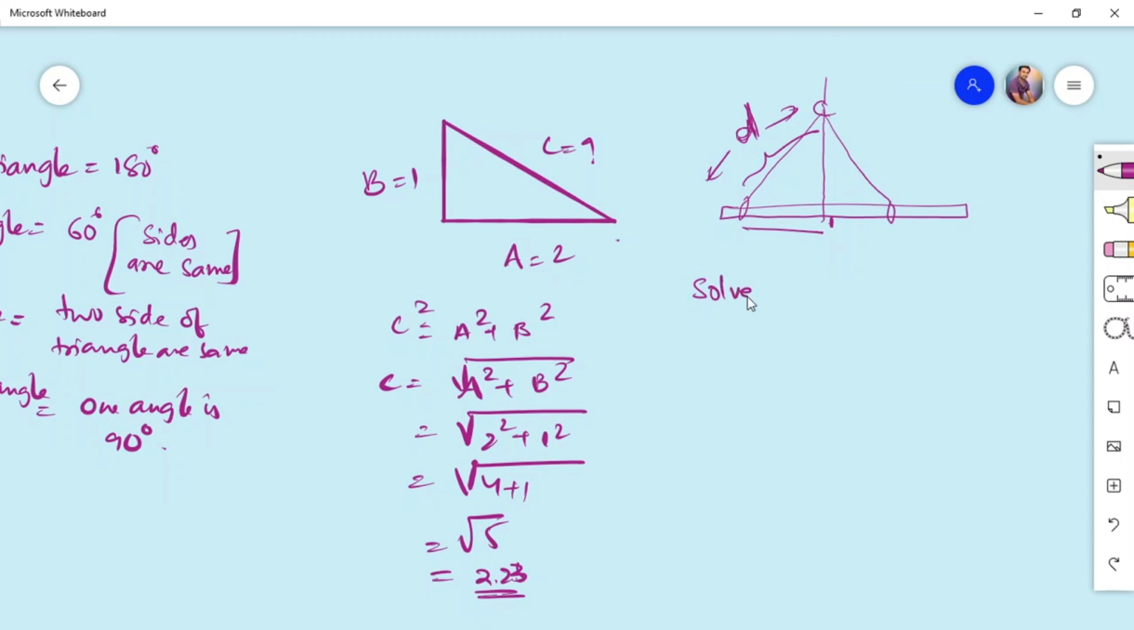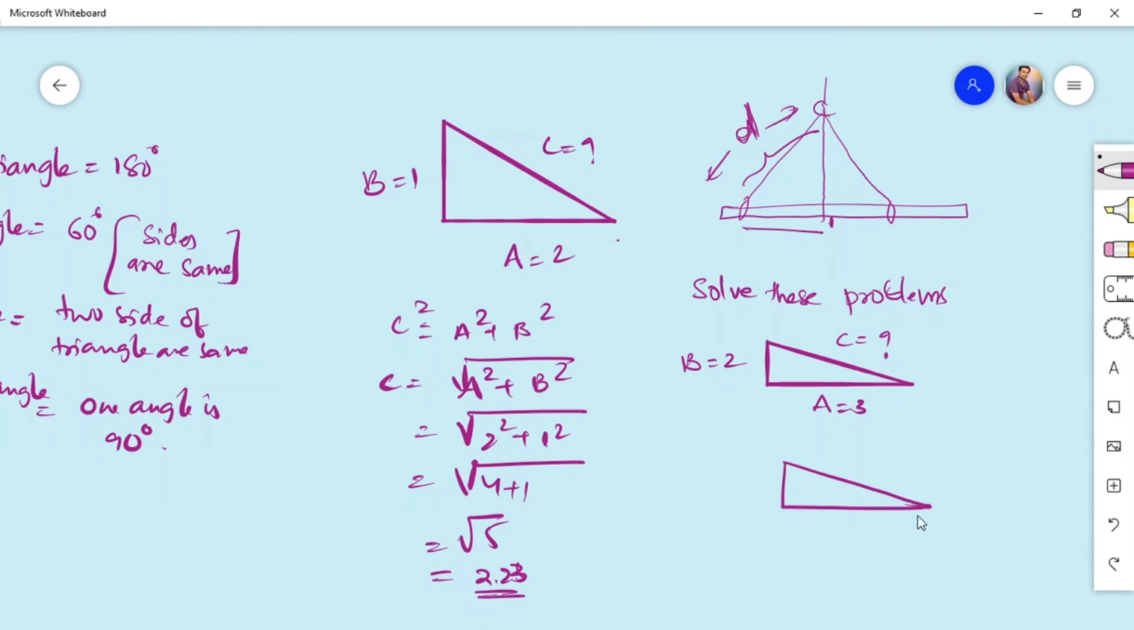So now this is for you to solve these problems. Okay, now we have a triangle where A equal to 3, B equal to 2, then find out what is C. And similarly, if we have another triangle, okay, where A equal to 2, C equal to 6, find out what is the value of B. Okay, solve these problems and we will meet you in the next class.